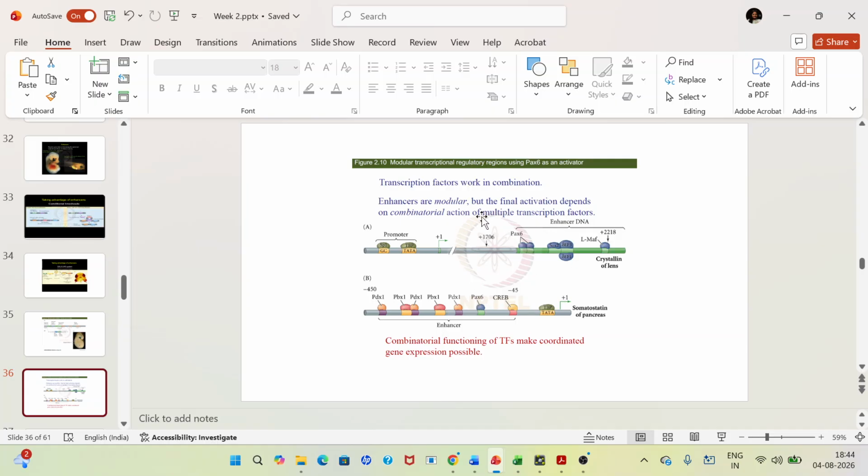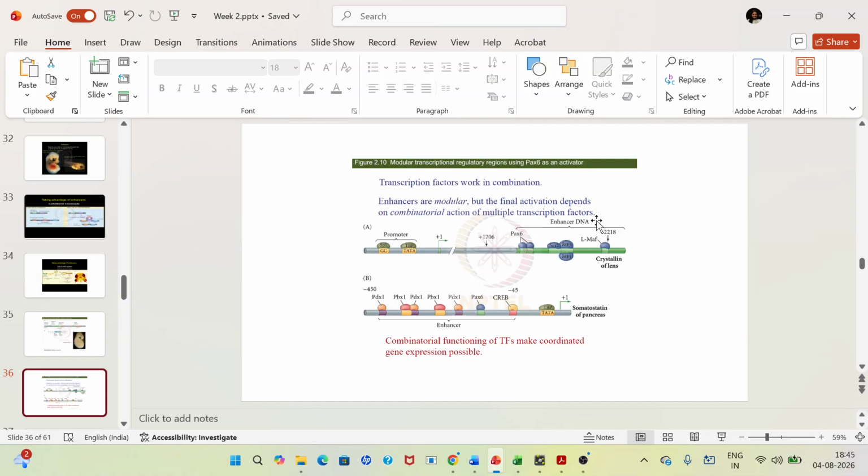Enhancers are modular, but the final activation depends on the combinatorial action of multiple transcription factors, as we have seen in the case of gene activation some time back, in which the RNA polymerase is stabilized by TFIIF, while initially TFIID came to the enhancer, then another transcription factor came, and that is how they made the whole complex. That whole complex led to safe transcription of that particular gene, and it was also directed which part of the gene needs to be transcribed.